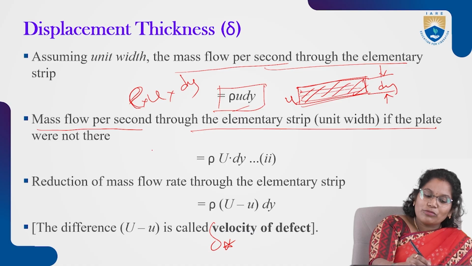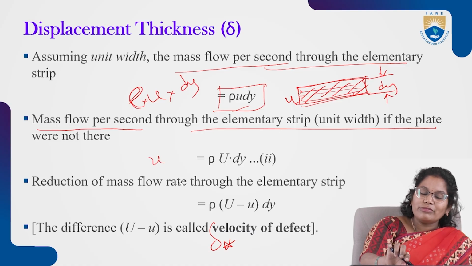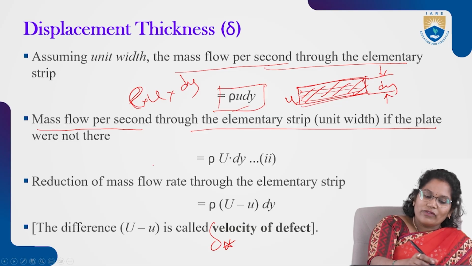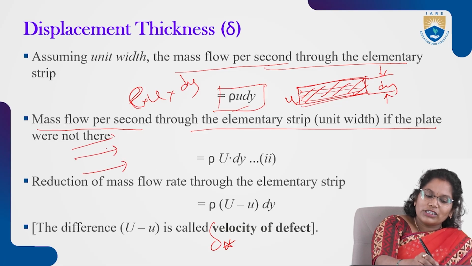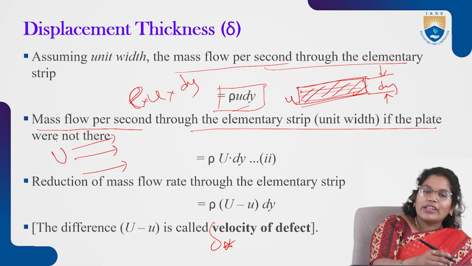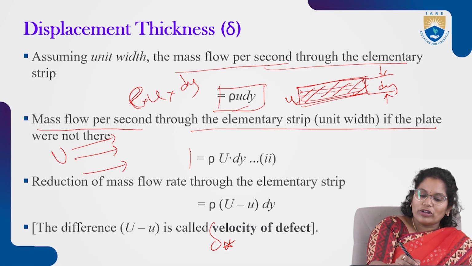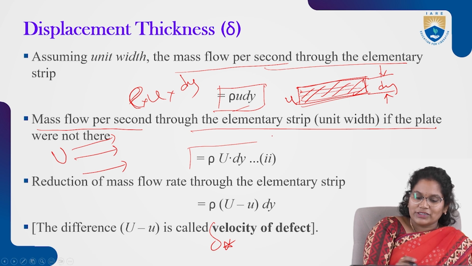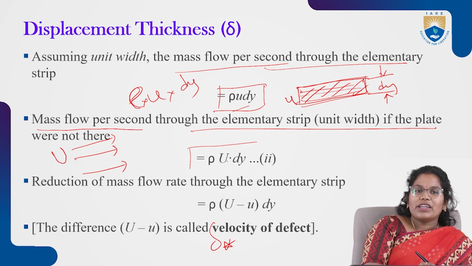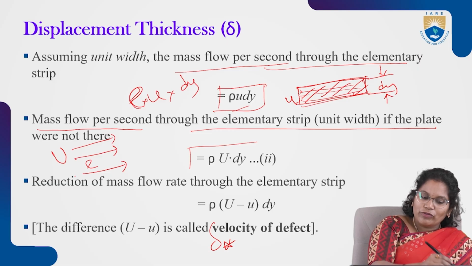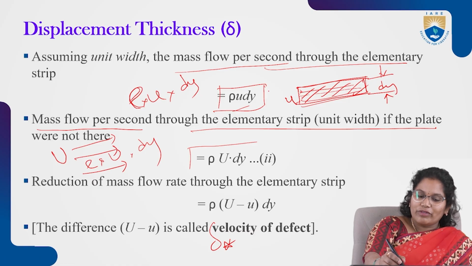If the plate were not there, the small u will not come, because if the plate comes, we see variations in velocity, right? If there is no plate, then whatever the flow velocity the fluid is moving with, that capital U, you see the same velocity moving if the plate is not present. Rho capital U into dy: rho, density of the fluid, into velocity, and that is dy. This is equation 2, and here is equation 1.